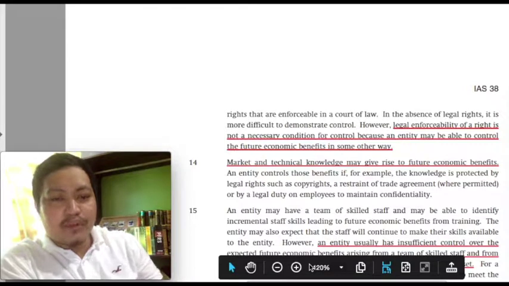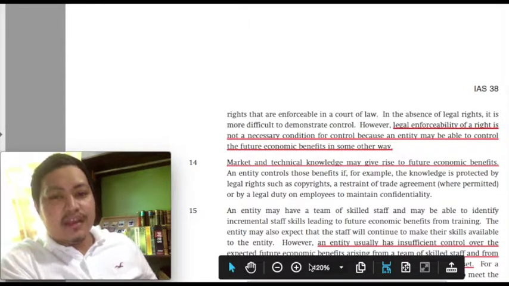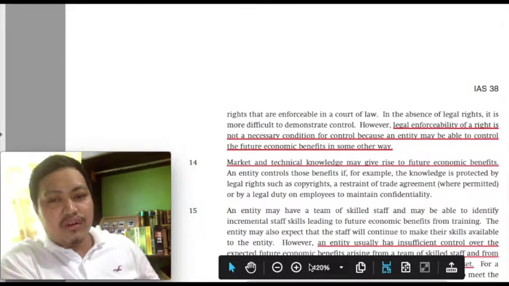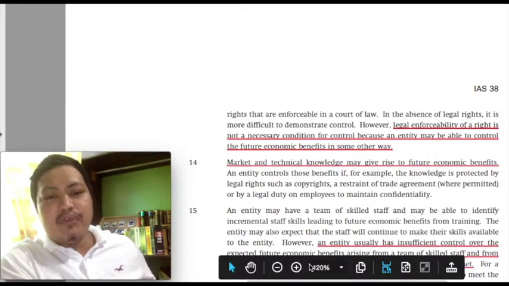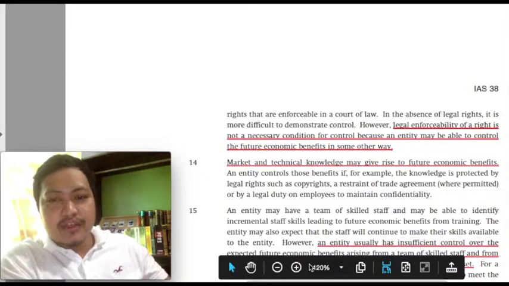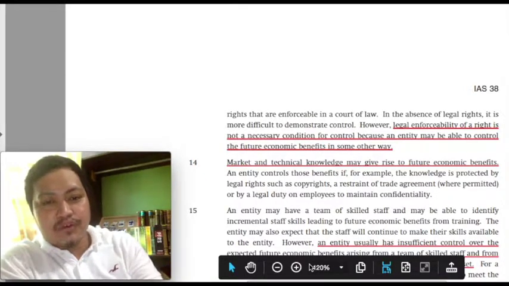But very important caveat here, class. Legal enforceability of a right is not a necessary condition for control because an entity may be able to control the future economic benefits in some other way. So just take note of this one, class. Legal enforceability is not a necessary condition for control.